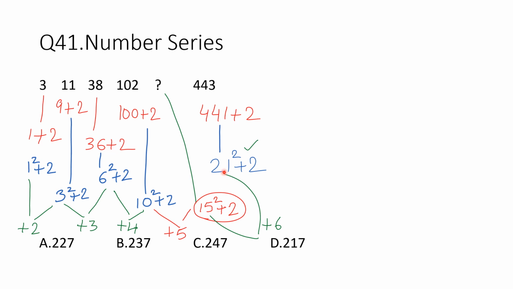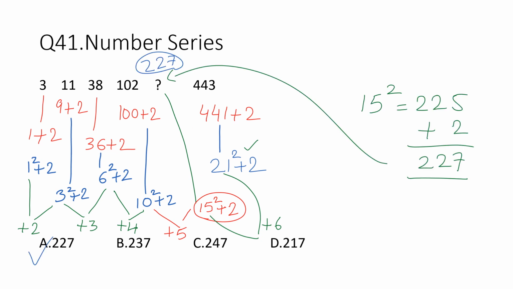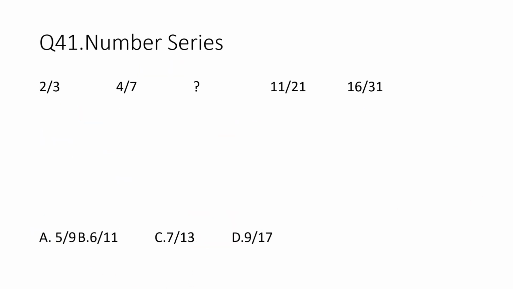So on adding 6 we get 21 square, 441, which definitely comes. So obviously this is a clear logic and you can get the answer there. So 15 square plus 2 is very clear. That means 225 plus 2, 227, and that is a part of the options also. So very, very clear. Let's move to the next question.